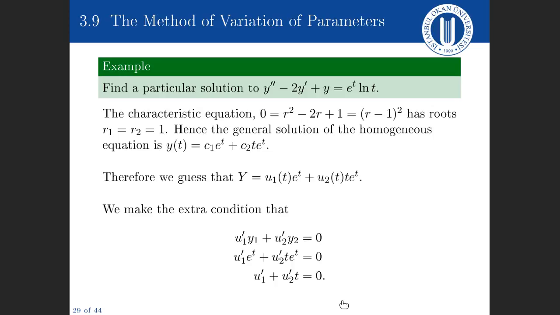We need an extra condition. The extra condition is always that u1 prime y1 plus u2 prime y2 is equal to 0. And for us, for this example, our extra condition is going to be u1 prime plus u2 prime t is equal to 0. Anytime we see u1 prime plus u2 prime t, we can just replace this by 0.